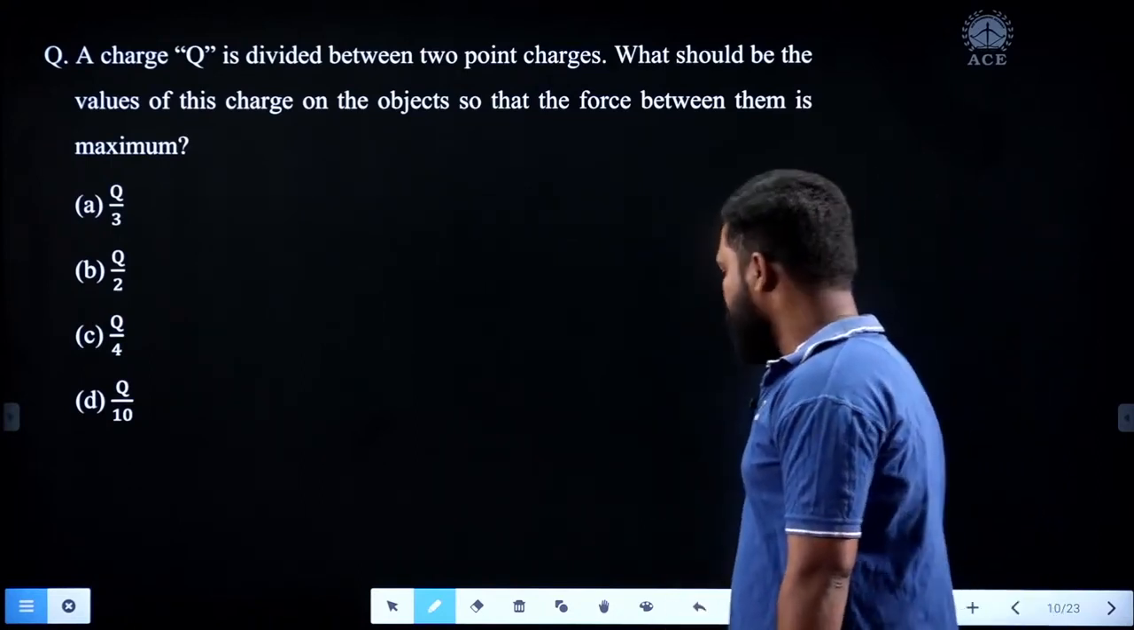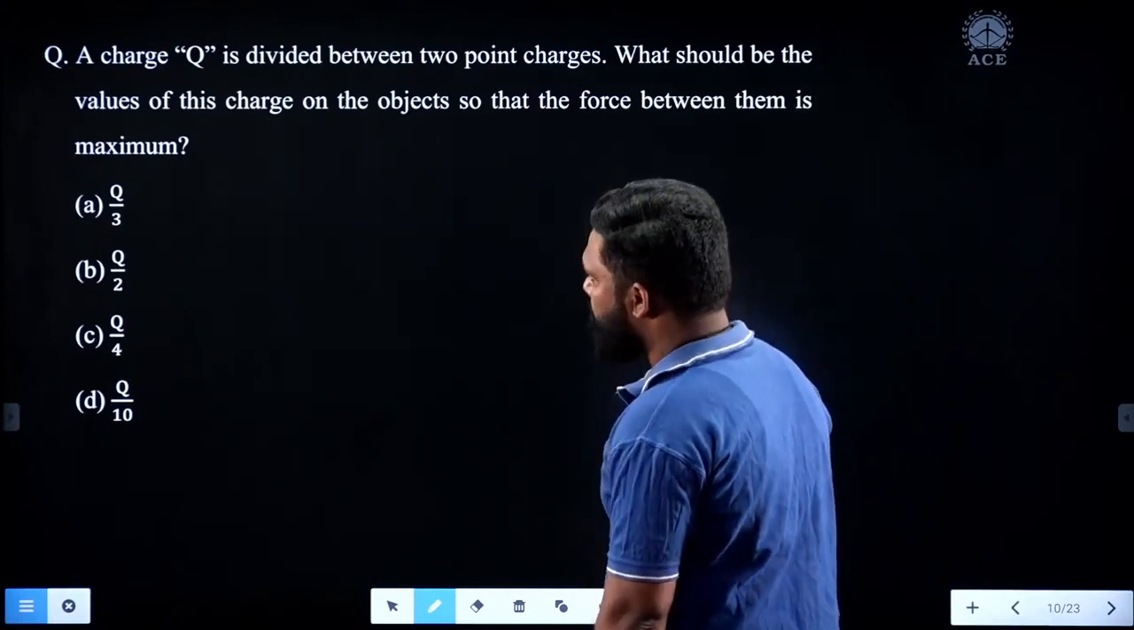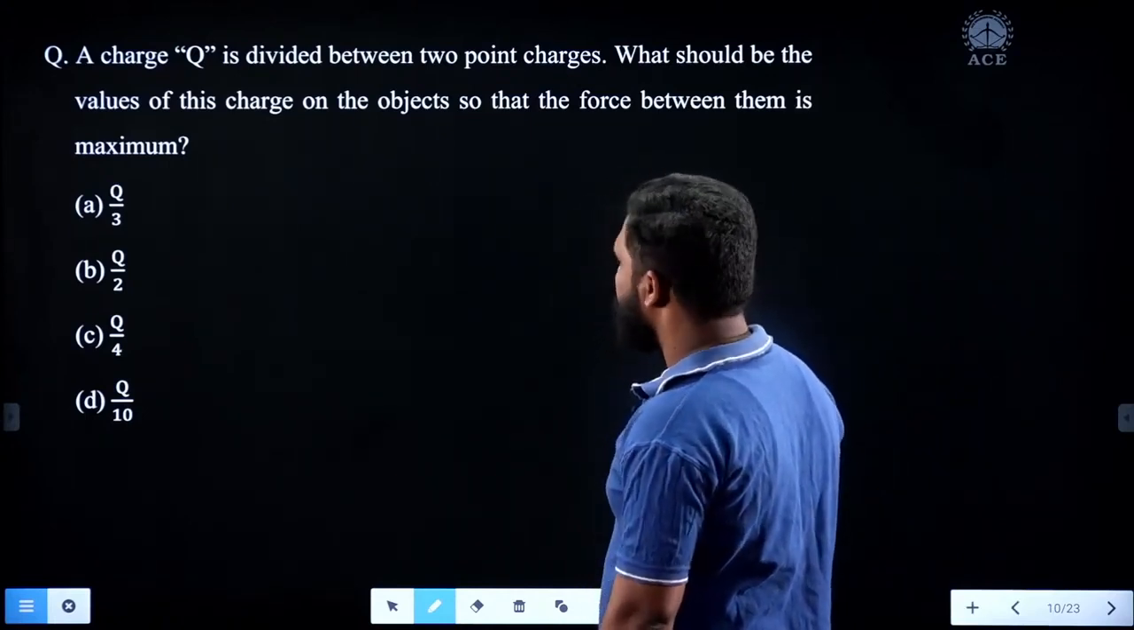You need to think a little bit about this one. Yes, what is the answer for this question?